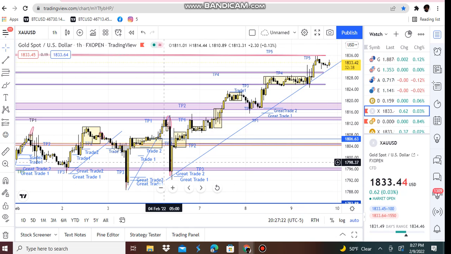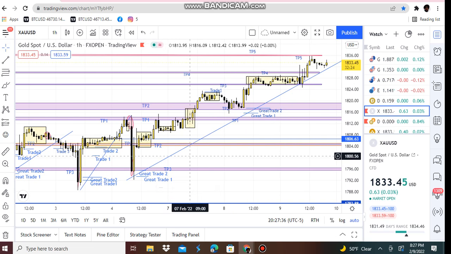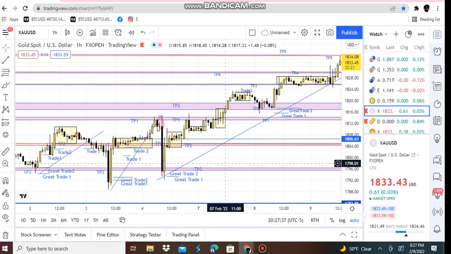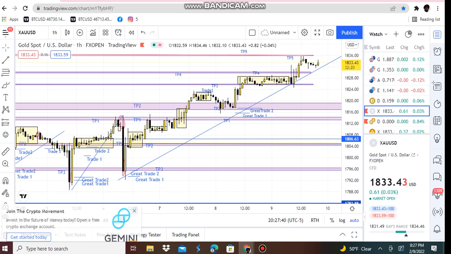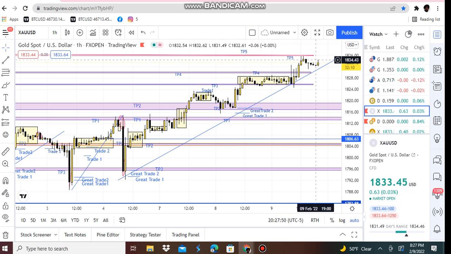So you want to find the best entries. Obviously, we have our entries right here as Great Trade 1 and Great Trade 2. Sometimes you won't find these entries. Sometimes it's very difficult to determine the overall direction of the market and find these entries. As price is moving up, it makes a higher low. Once price makes a higher low, we're looking for entries. Boom, we got in Great Trade 1 and Great Trade 2 from take profit 2, and we're all the way up to take profit 5.